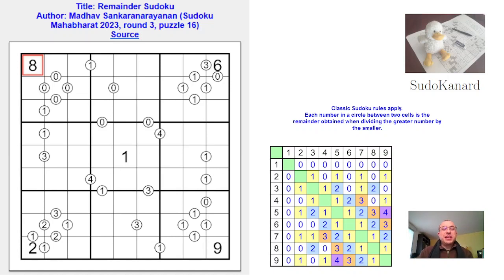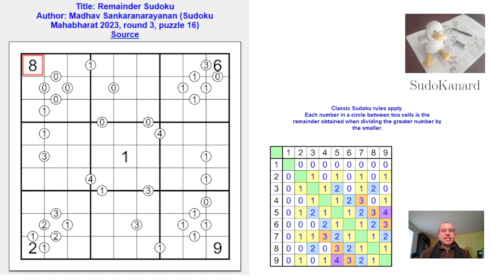This puzzle is taken from round 3 of Sudoku Mahabharat, which happened a few weeks ago at the time I'm doing this video. During the contest I broke it twice, after which I turned to other puzzles. After the contest I managed to break it again. I hope I will do better this time.